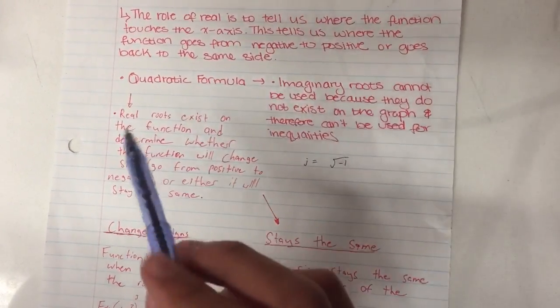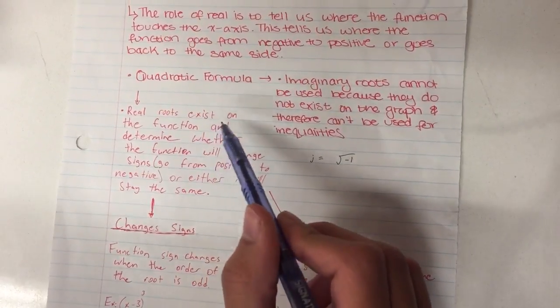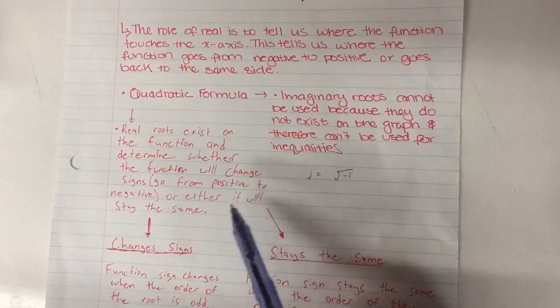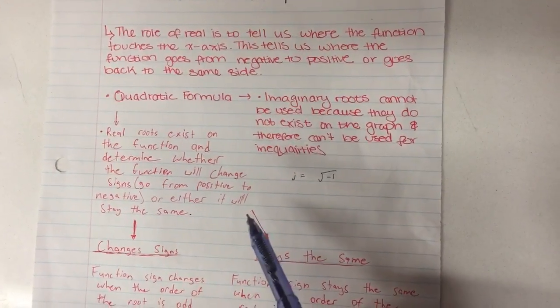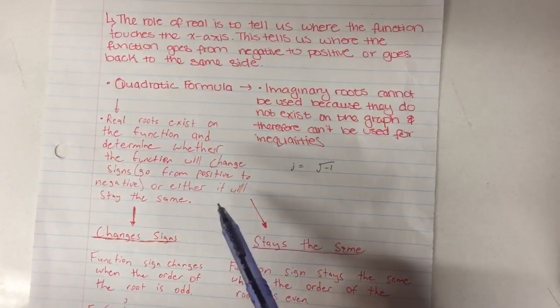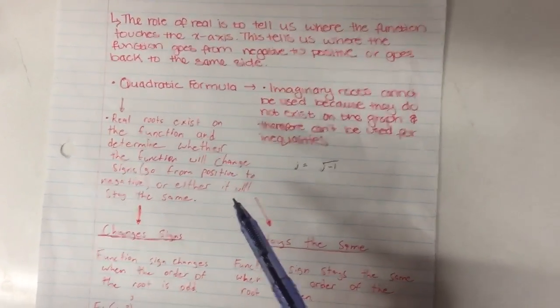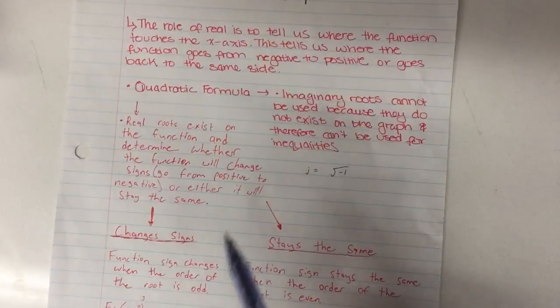On the other hand, we have real roots, which exist on the function and determine whether the function will change signs. So either it will go from being positive to negative, or it will stay the same. Real roots are roots that do not contain i, and therefore can exist on the graph. Real roots are the only roots that we looked at when graphing polynomials.